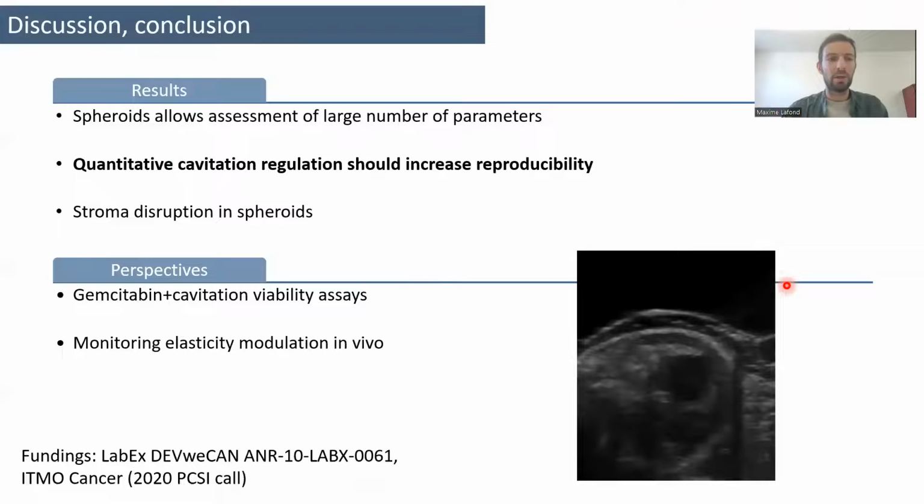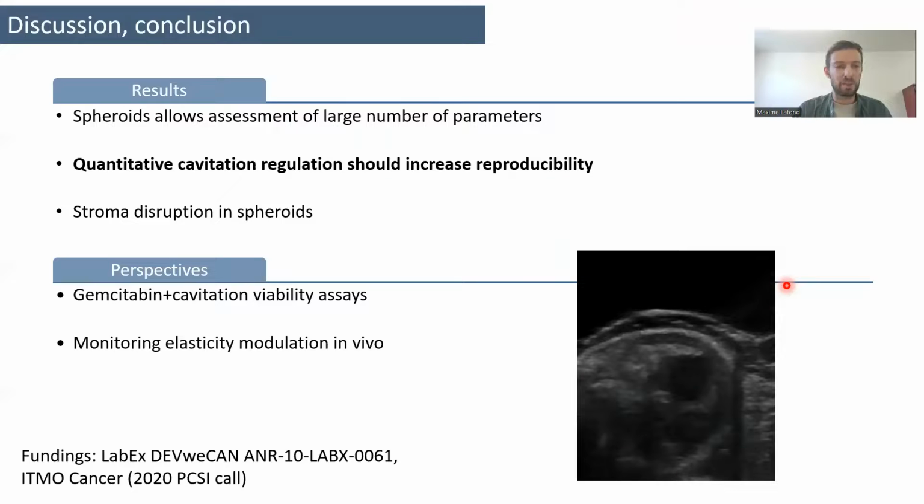To sum up, spheroids allow the assessment of a large number of parameters. We designed a quantitative cavitation regulation that should increase reproducibility between experiments and systems and potentially labs. And finally, we showed stroma disruption in spheroids.